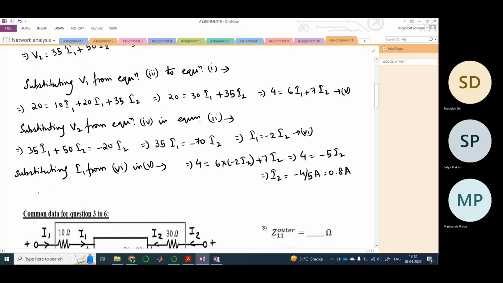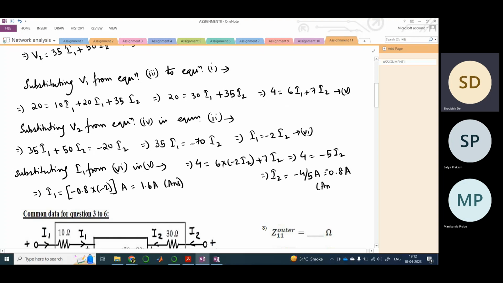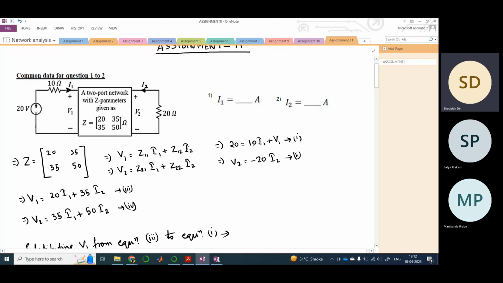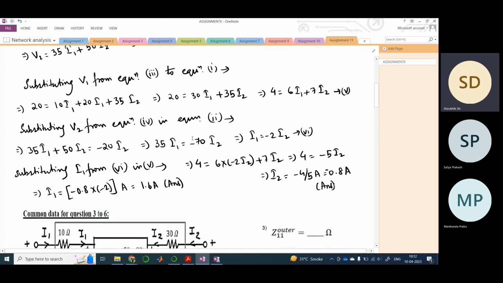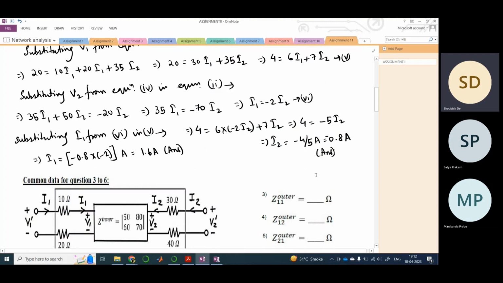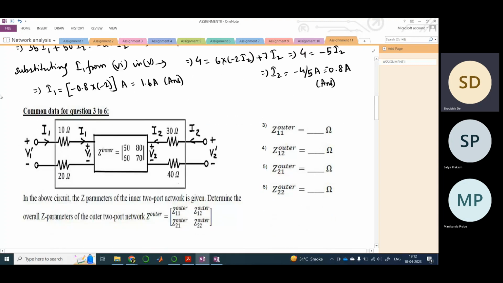And so what would be I1? It would be just the double of this, and also a minus is here. So this is 8 into minus 2, right? You can skip the minus. So it is 1.6 amperes. So this is one answer, and this is the other answer. For the first part, you have two answers to find, I1 and I2, which are 1.6 and minus 0.8 amperes respectively.